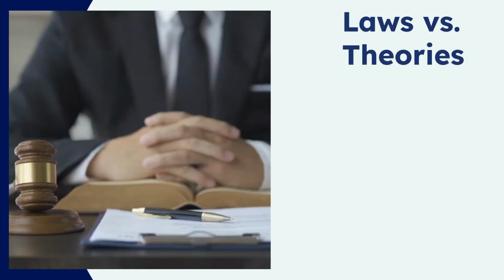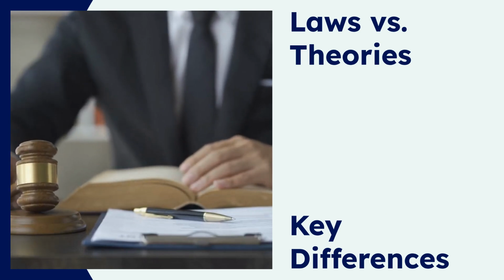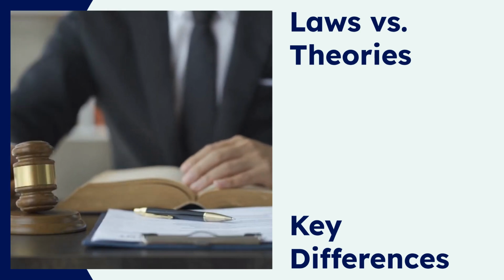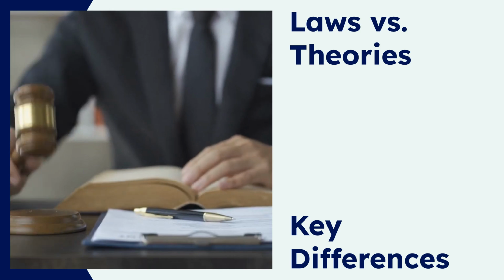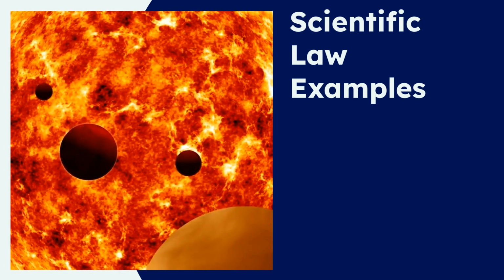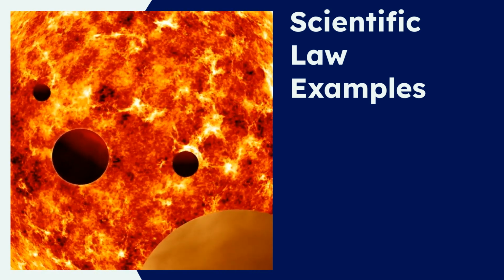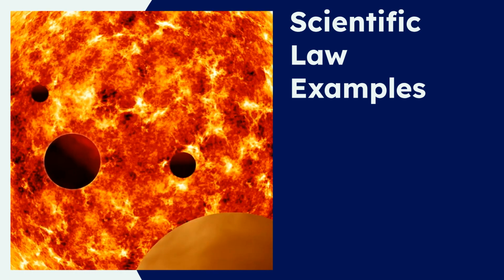The key distinction between a law and a theory is that a law describes what happens, while a theory explains why it happens. For instance, Newton's law of universal gravitation describes the force of attraction between objects, but the theory of general relativity provides a deeper explanation of gravity. Examples of scientific laws include the law of conservation of energy, which states that energy cannot be created or destroyed, only transferred, and the laws of thermodynamics.